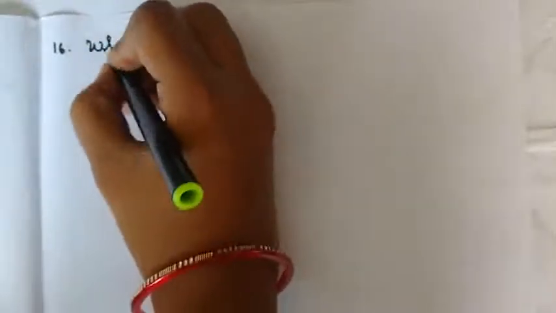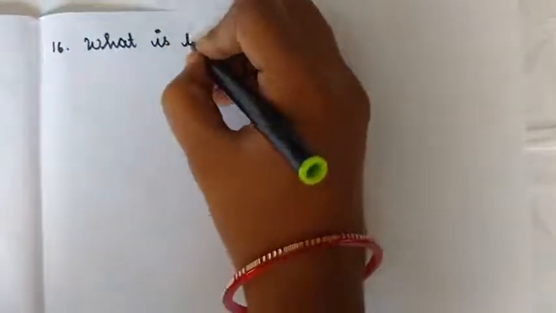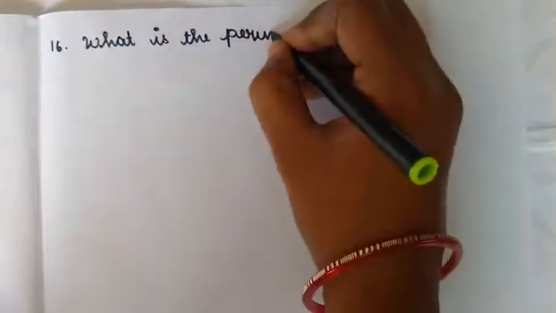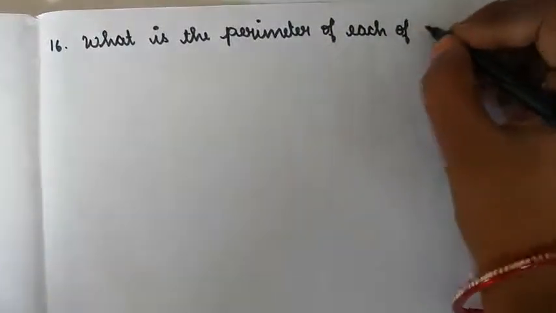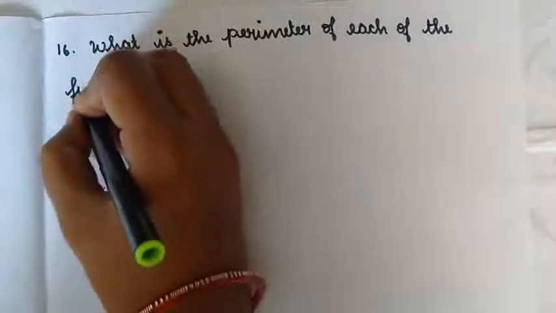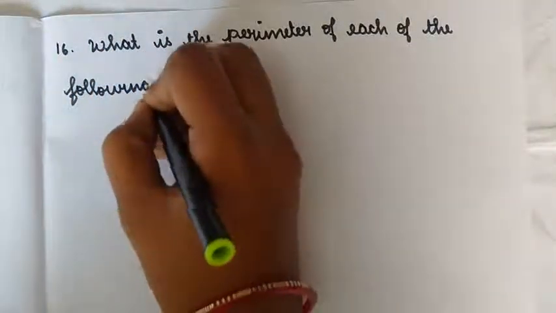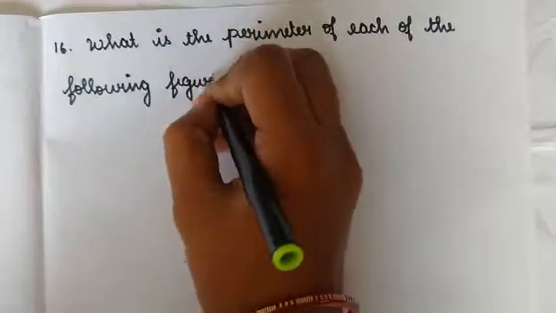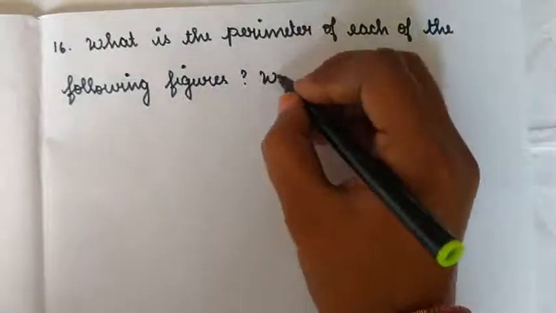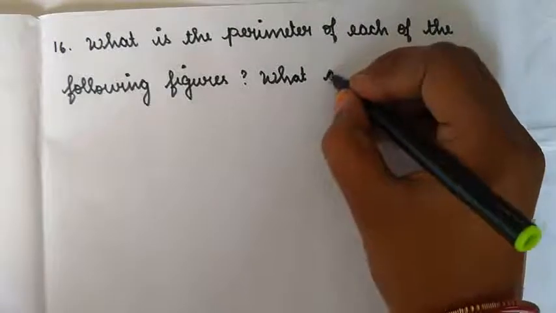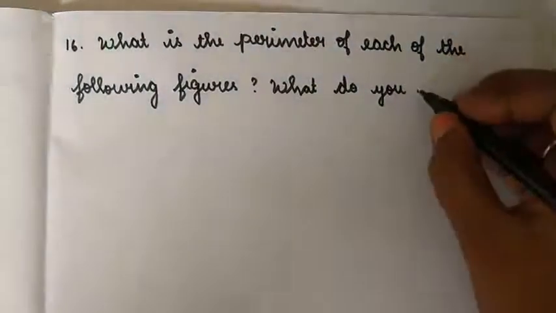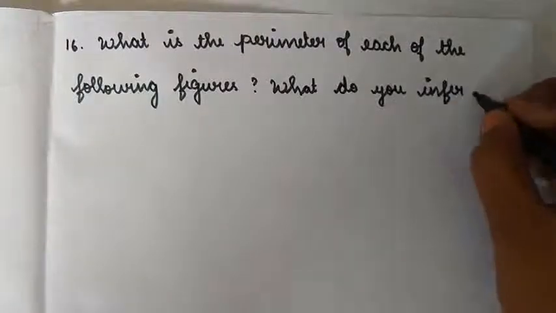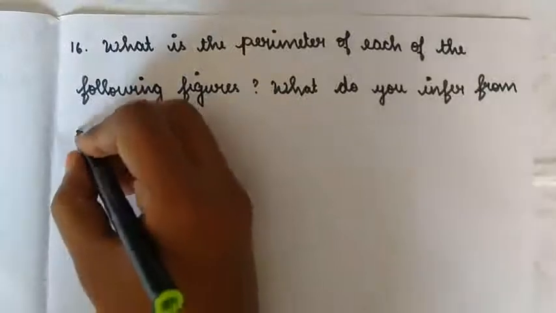Next we have to take the question number 16, which is what is the perimeter of each of the following figures? What do you infer from the answer?